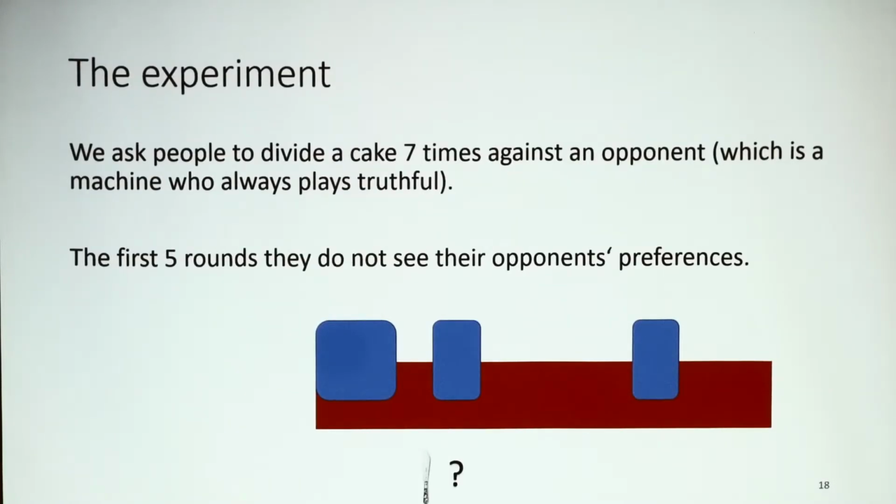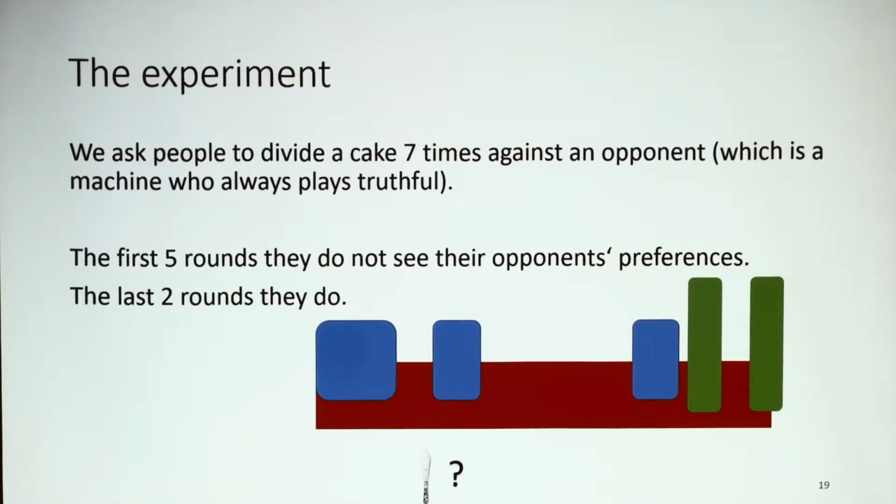So as I said, we take cake cutting into the lab. And what we do is players will have to cut the cake against the same people in 7 rounds. In the first 5 rounds, they will not see their opponent's preferences. They only see their preference over the cake, so like this. But in the last 2 rounds, they will see their opponent's preference over the cake. We do this so that we can see whether players can actually learn their opponent's preferences.